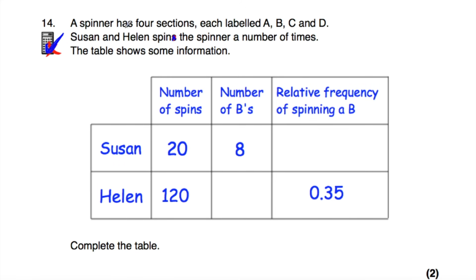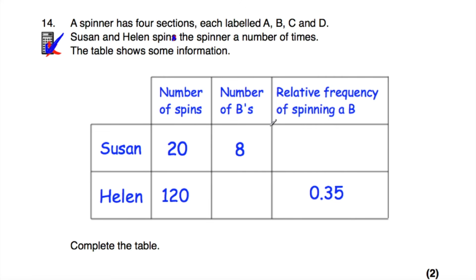So question number 14 says a spinner has got 4 sections and they're labelled A, B, C and D. And Susan and Helen spin the spinner a number of times. So Susan spins it 20 times and Helen spins it 120 times. We're told that Susan lands on a B on 8 occasions. So her spinner lands on a B on 8 occasions. And we want to find the relative frequency for Susan. And for Helen, we want to find out how many times her spinner landed on a B.